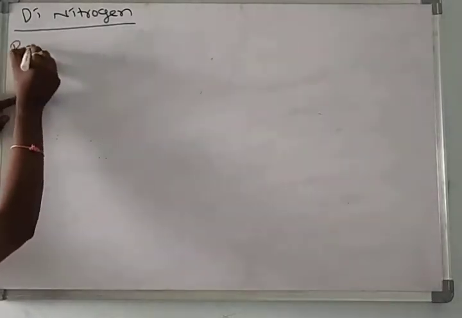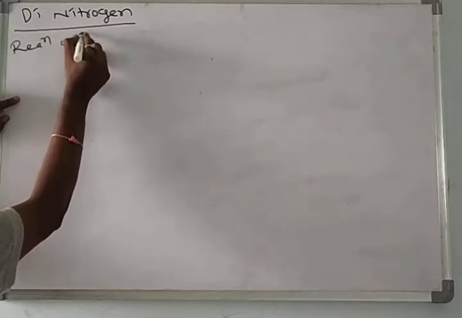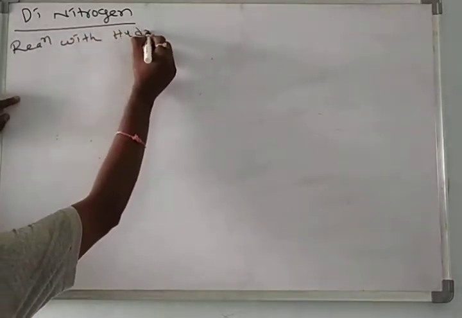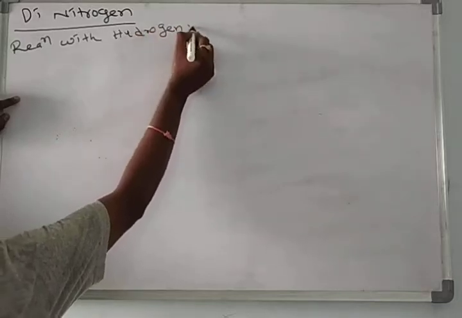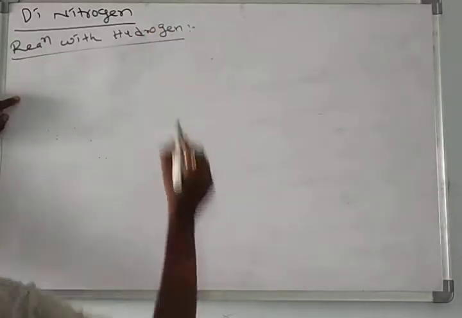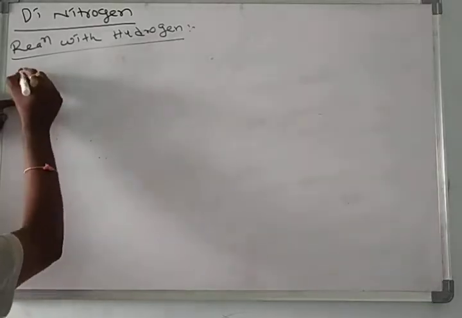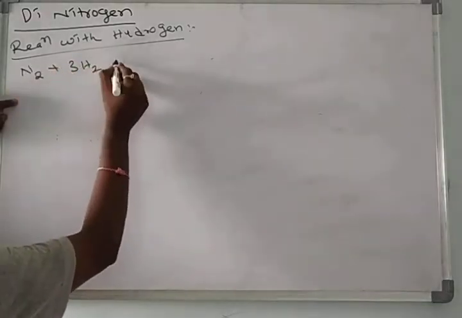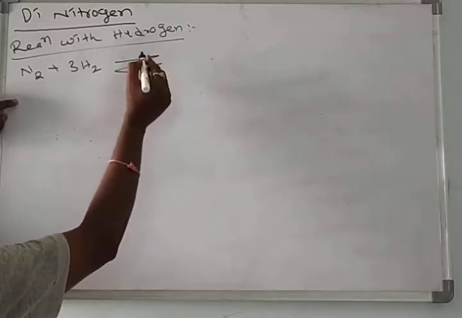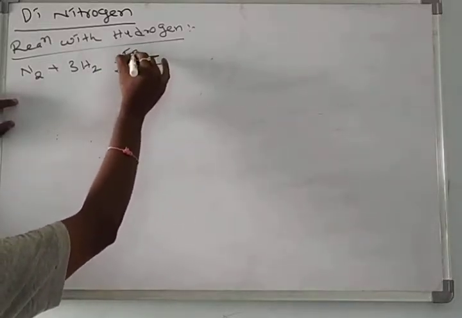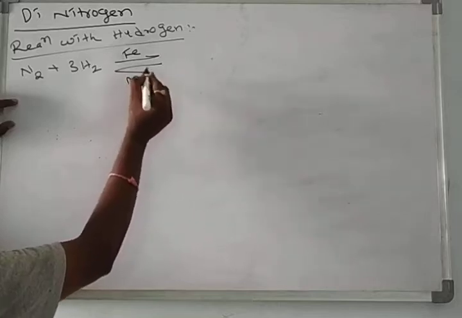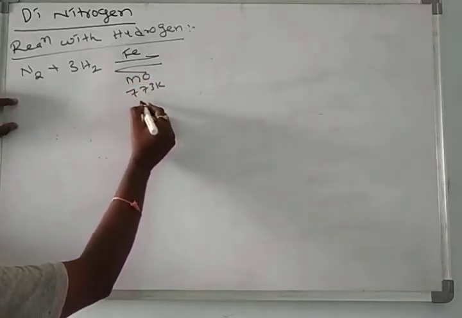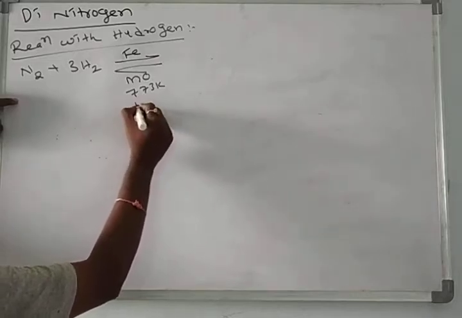Okay, reaction with hydrogen. Dinitrogen reacts with 3 moles of hydrogen in the presence of an iron catalyst and molybdenum promoter at 773 Kelvin temperature, at low pressure.